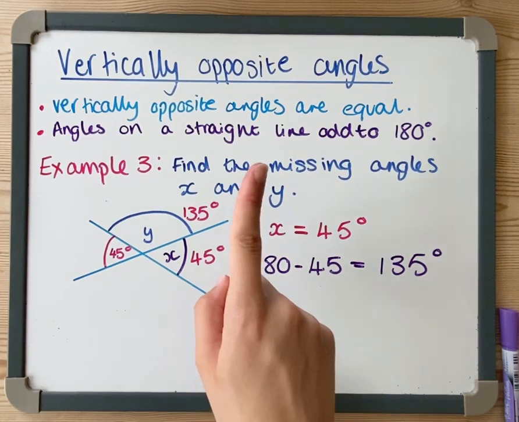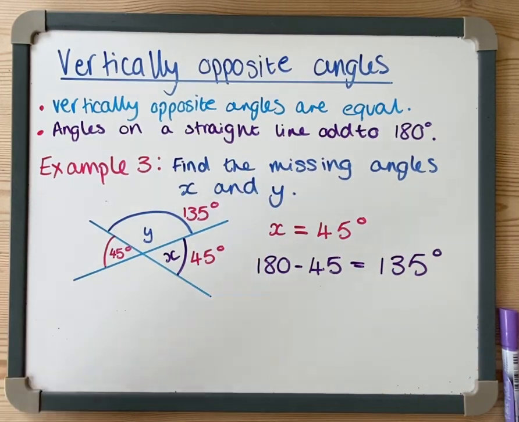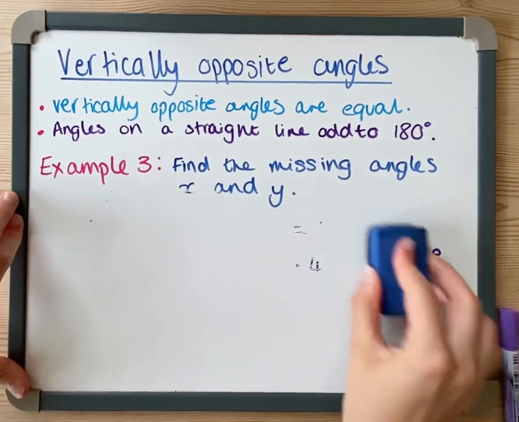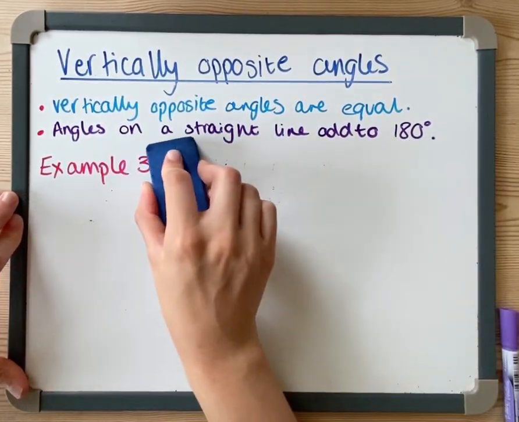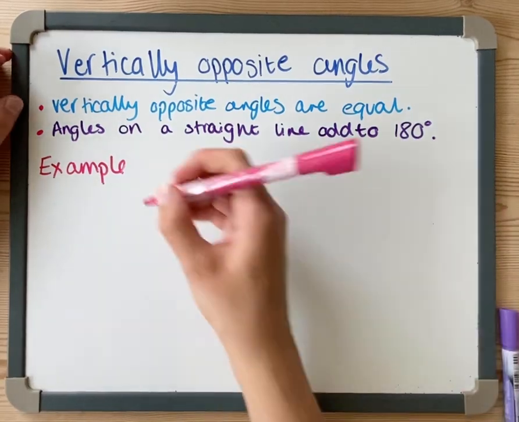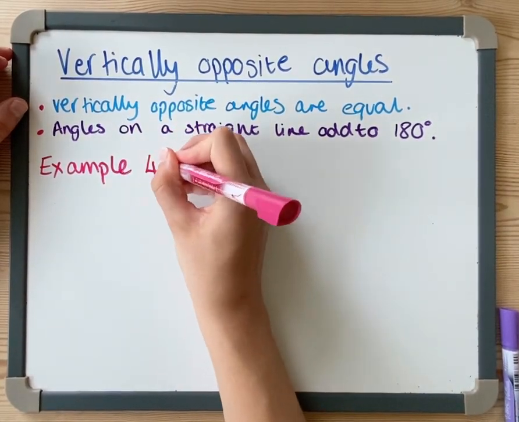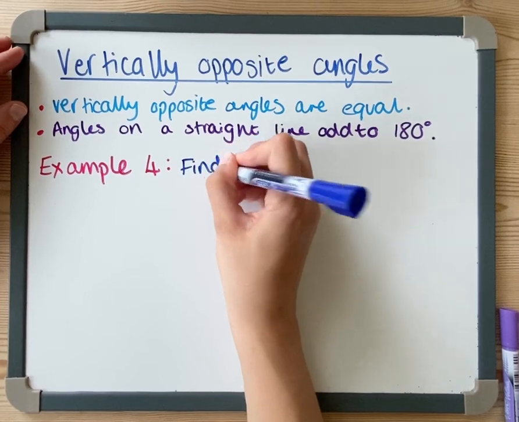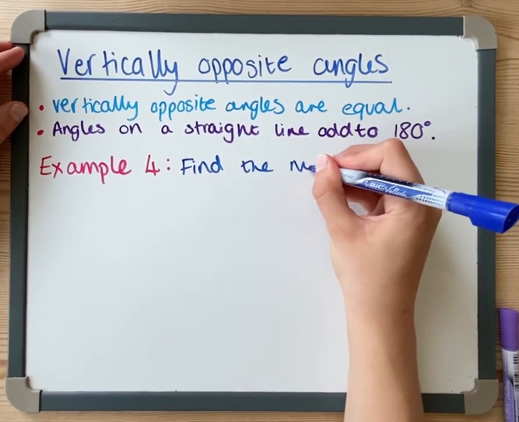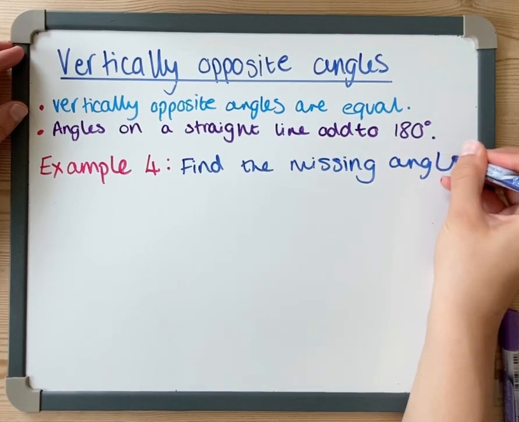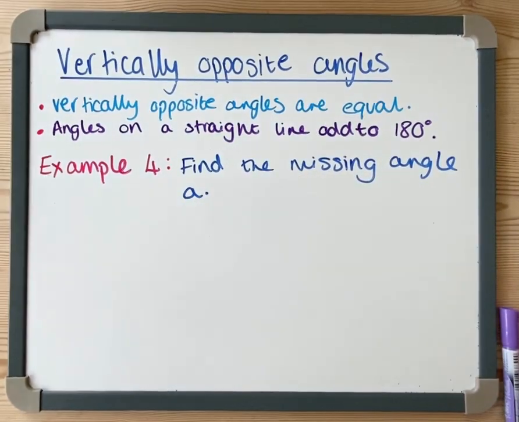Finally, I'm going to do one more example, then that's it. So make sure you draw this out. Again, pause if you need to. So this is going to be example 4. And we are going to find the missing angle A.